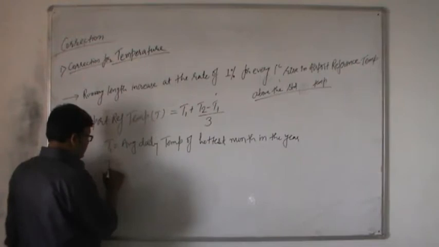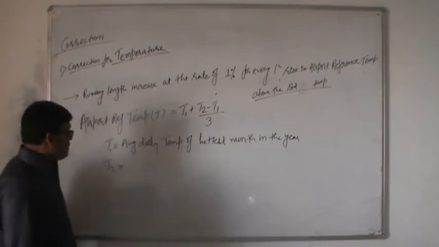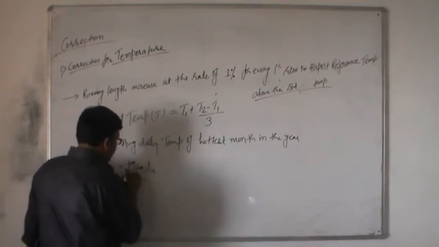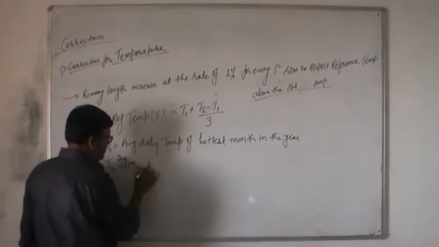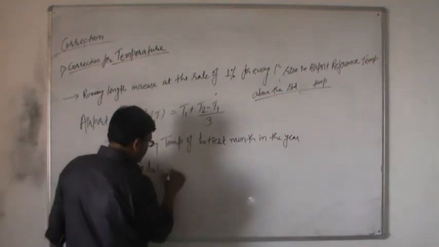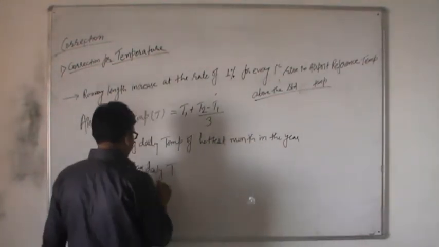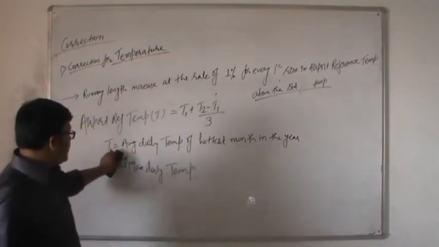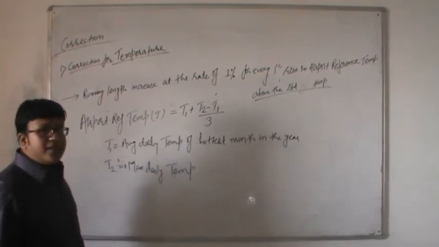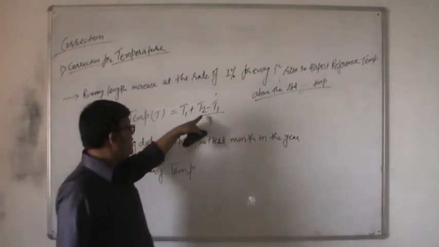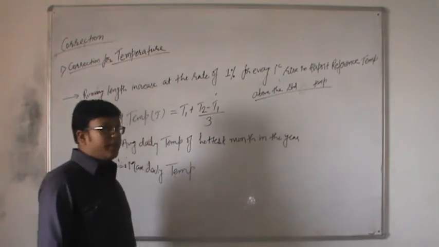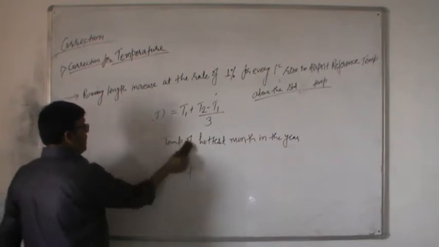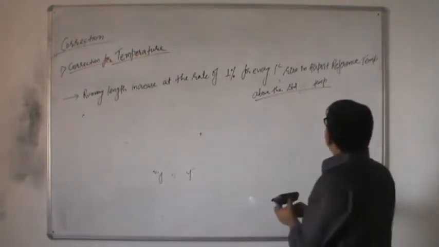And we will take the T2. What is T2? This is the average maximum daily temperature, the maximum daily temperature of the same month. So that will be T2. So T1 and T2. So T1 plus (T2 minus T1) divided by 3, if we do this, we will get the airport reference temperature. So now we have seen how to find out the airport reference temperature.